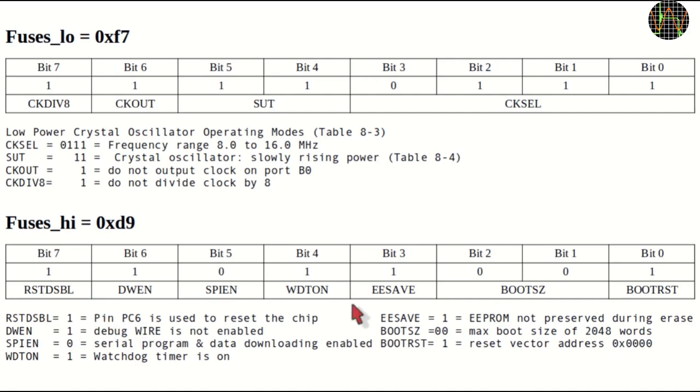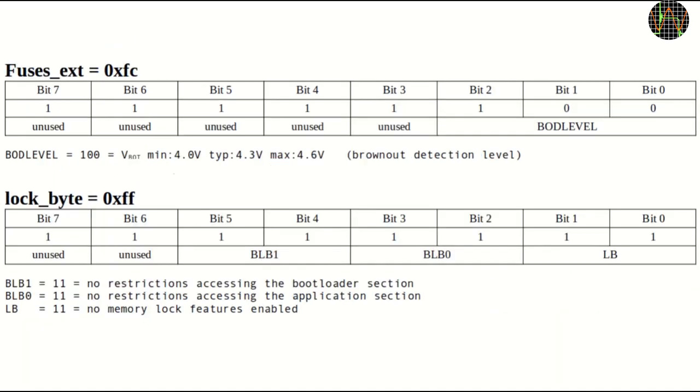The boot size is not important in this application because there is no bootloader in the Arduino sense, and D9 or DF will work. The extended fuse byte should be set to hex FC, which selects the brownout detection level. If the supply voltage falls below the brownout detection limit, the controller resets the chip and keeps it reset until the supply voltage returns to the correct value.